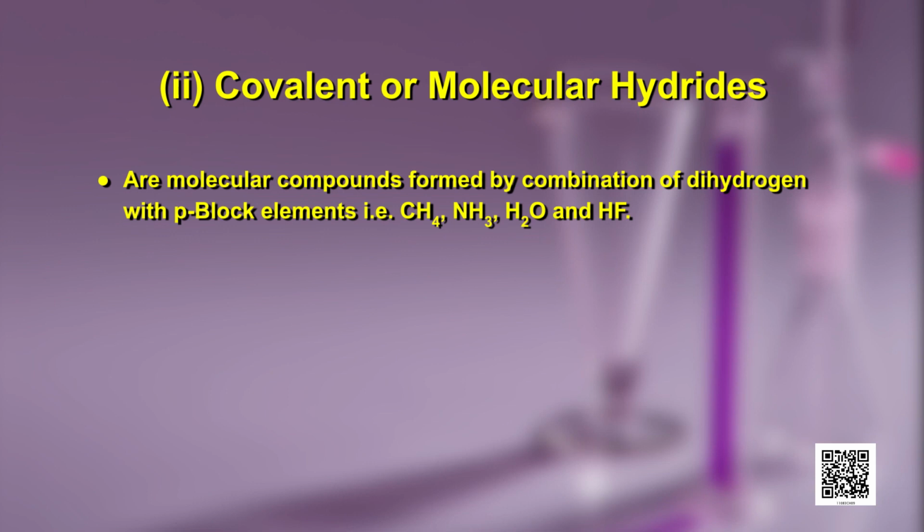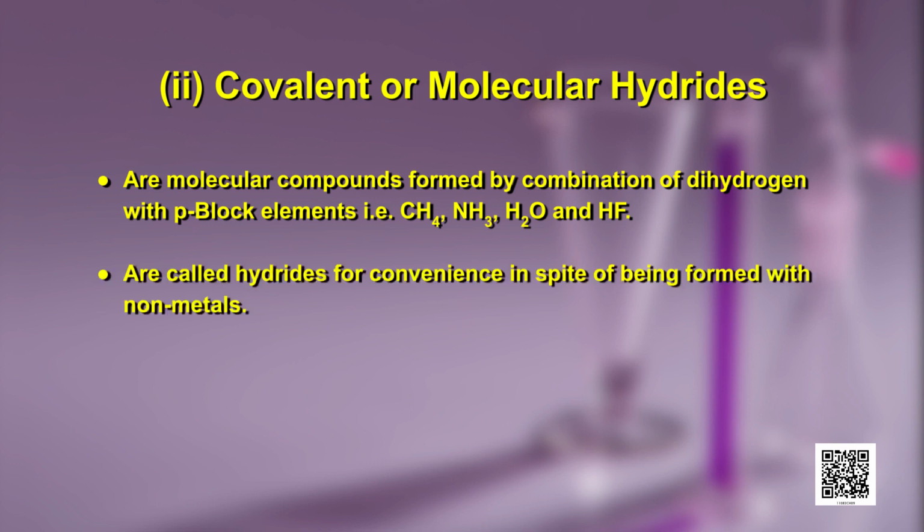Now coming to the second category of hydrides, that is covalent or molecular hydrides. These are molecular compounds formed by a combination of dihydrogen with p-block elements, that is CH4, NH3, H2O and HF, and here C, N, O, F are the p-block elements. These are called hydrides for convenience in spite of being formed by non-metals. These are volatile in nature because they are covalent in nature.